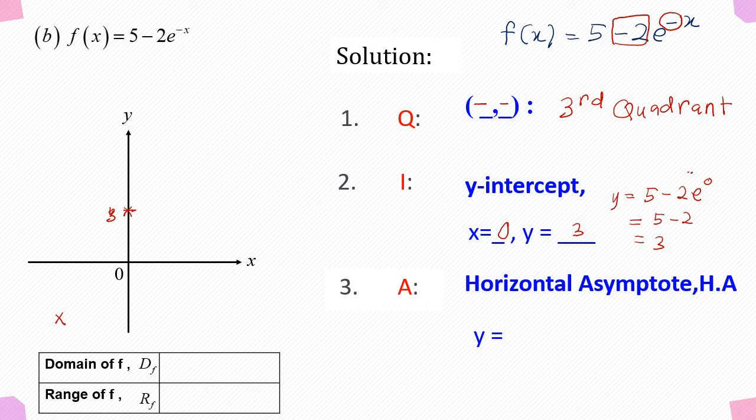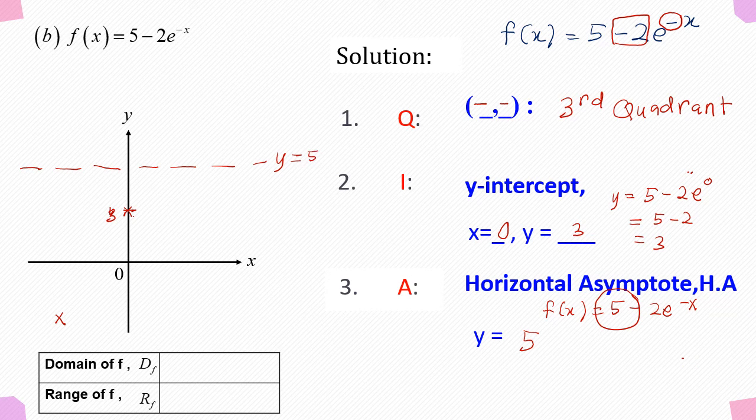And the last step is to determine the horizontal asymptote. For the horizontal asymptote of this exponential function, we just take the constant value of this function f(x) equal to 5 minus 2e to the power of negative x. By taking the constant value beside the exponential function given here, y equal to 5 is the horizontal asymptote. So here is the line y equal to 5.